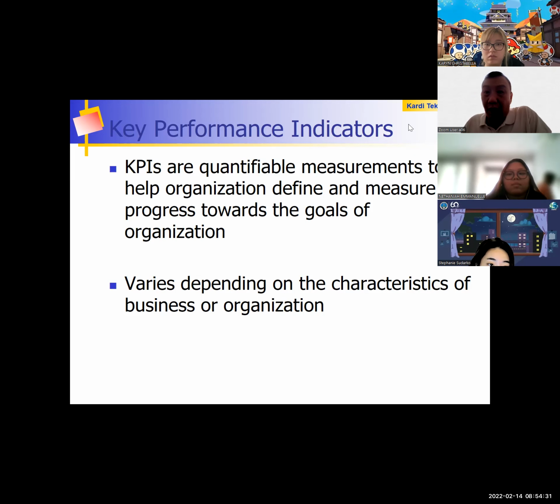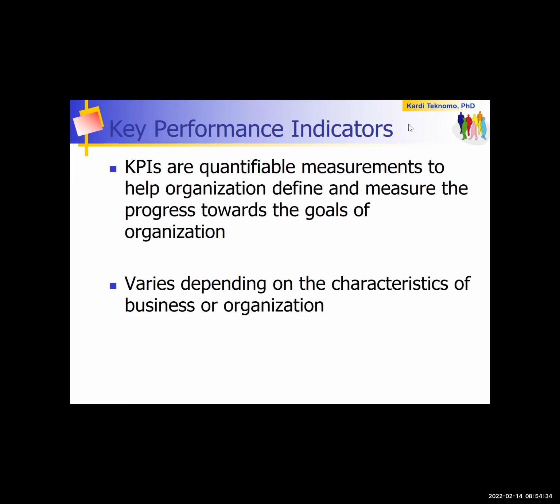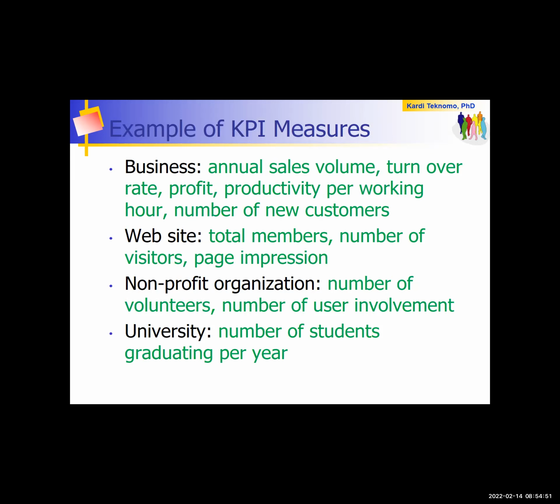So what is KPI? Key performance indicators are quantifiable measurements to help organizations define and measure the progress toward the goal of the organization. So that varies depending on the characteristic of the business and organization. These are the examples of KPI measure. For example, in business, you're talking about annual sales volume, the turnover rate, the profit itself. Say you are in production, then you talk about productivity per working hour or the number of new customers. So it is you who decide the KPI.